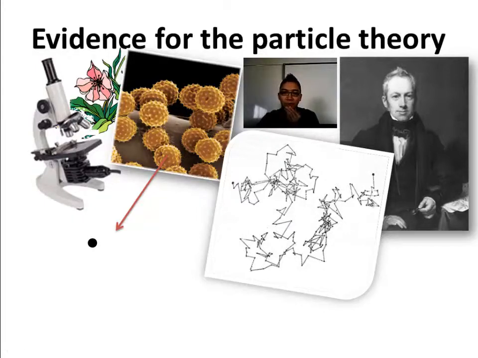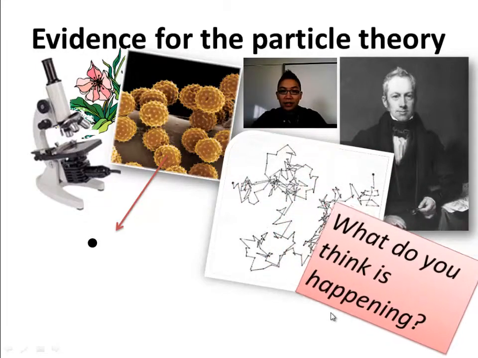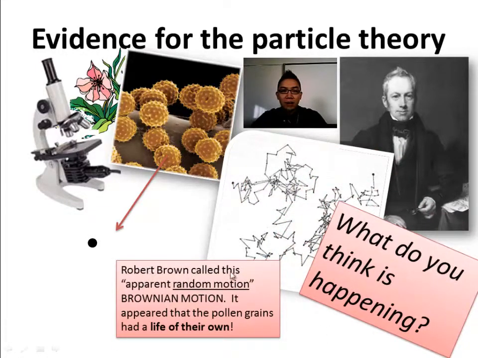And so, what's the explanation? If they're not alive, they're not thinking, they're not moving around on their own, what's the explanation for the sudden change of direction? Although he couldn't actually see this, he came up with the idea that maybe there are smaller particles that I cannot see that are actually smaller than the pollen particles. Maybe air, maybe water is made up of particles as well, and those particles are bumping into it and causing it to change direction. So really interesting. Robert Brown called this apparent random motion Brownian motion.